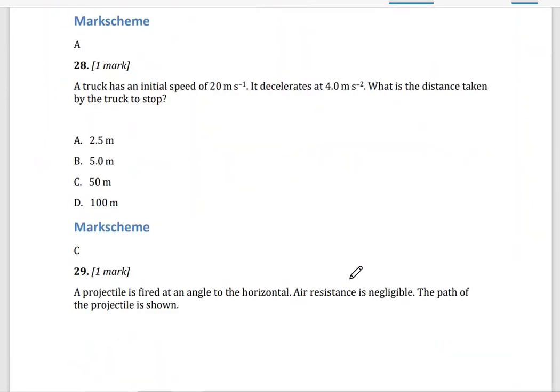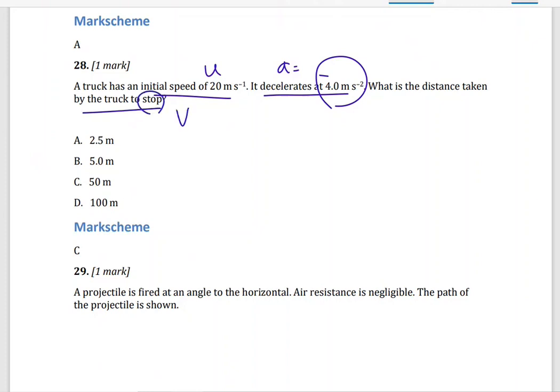Now question 28. Question 28 just applies to that equation. You have a truck with initial speed 20 meters per second that decelerates. When it tells you decelerate, that means the acceleration is negative, so this value becomes negative 4 meters per second squared. This is the acceleration. What is the distance taken by the truck to stop?